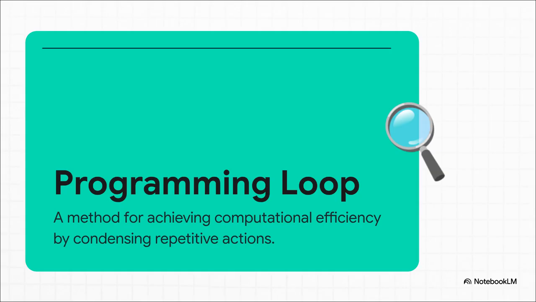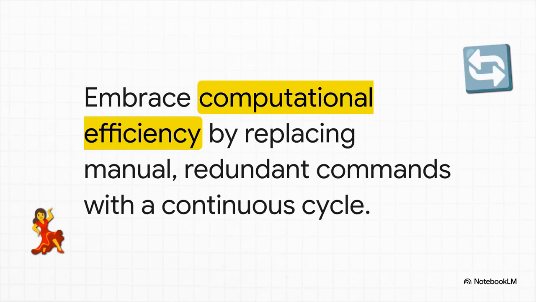As you can see defined here, it's basically the ultimate method for achieving real computational efficiency. Instead of typing out redundant commands until your fingers hurt, a loop condenses all those repetitive actions into one simple logical instruction. Think of it like a massive force multiplier in software architecture. You define the rules just once, and the system handles the heavy lifting at scale. This is exactly what allows complex programs to chew through massive datasets and run continuous processes without needing an endless, unreadable scroll of code.